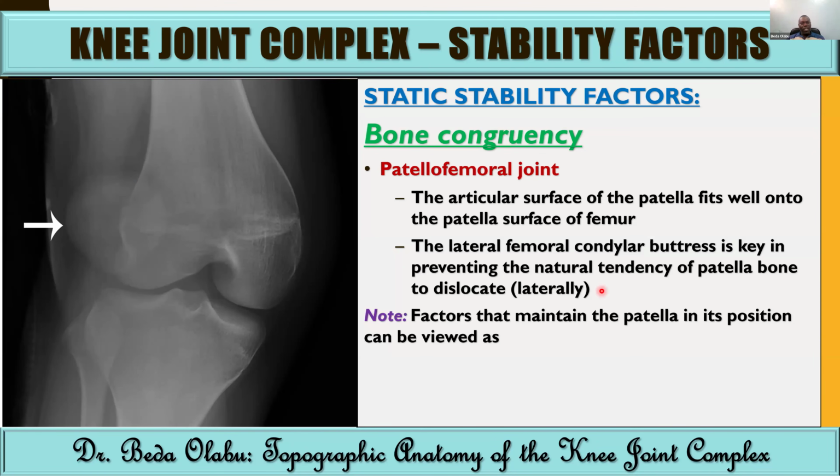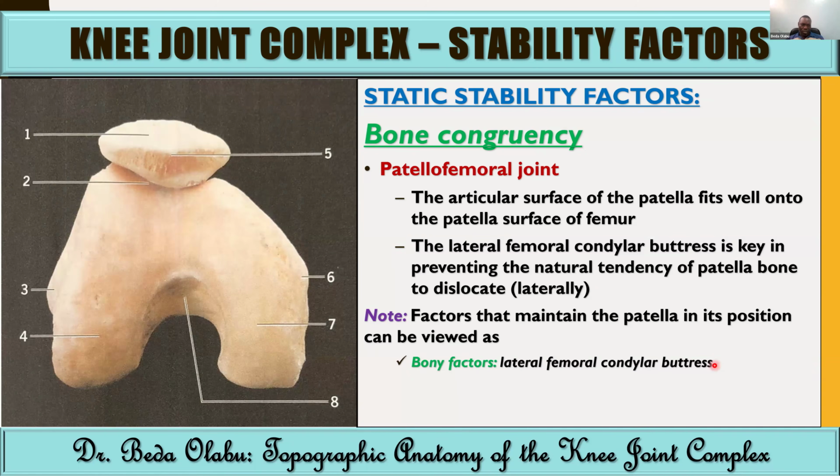Now, there are some things that actually prevent the patella from being dislocated laterally. One of them is what we've mentioned. The lateral femoral condylar buttress is an important stability factor for the patella. So it stops the patella from being pushed in that direction. There are other factors which will also apply, but we'll talk about them in their respective sides.